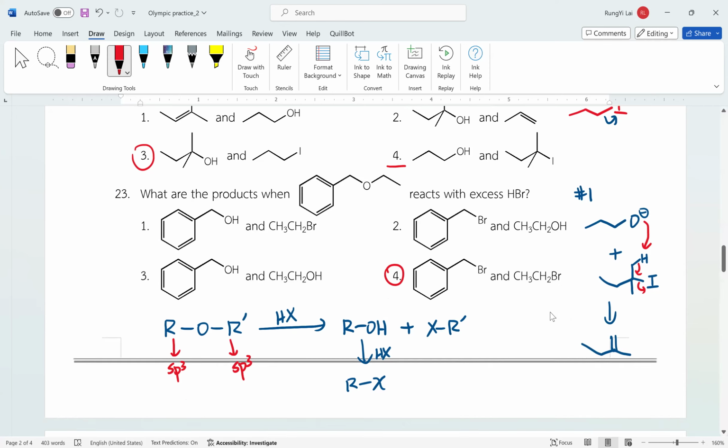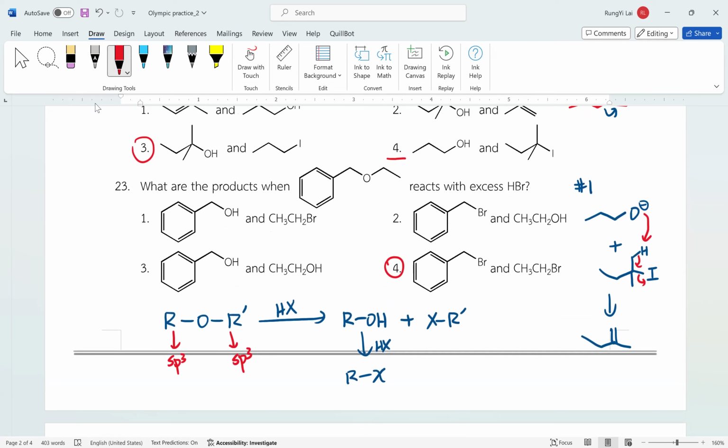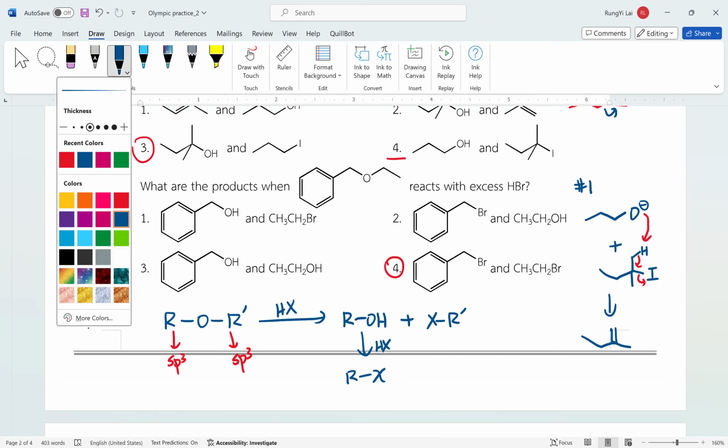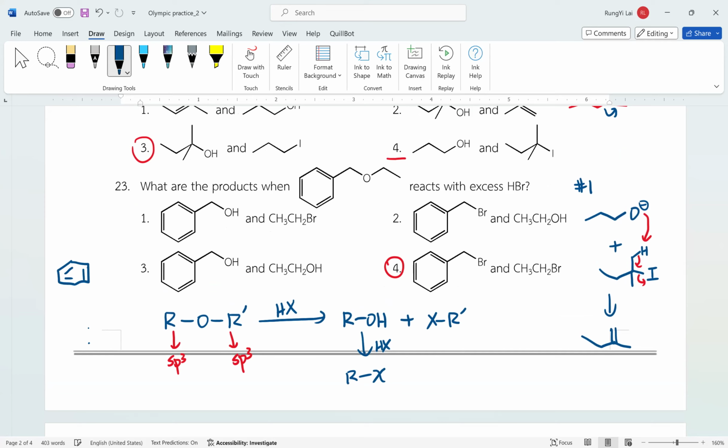But the thing I'm talking about is if your starting material turns out to be this one. If you do the same reaction, your product is supposed to be phenol plus the alkyl bromide. Because this one will be sp2, but this one now is sp3. So just be careful when you are doing ether hydrolysis, you need to identify whether it is an sp3 or sp2 carbon.